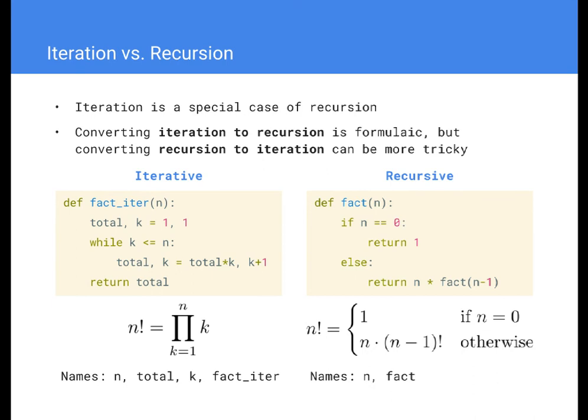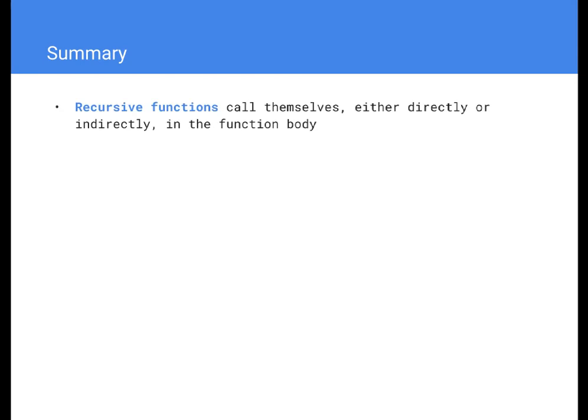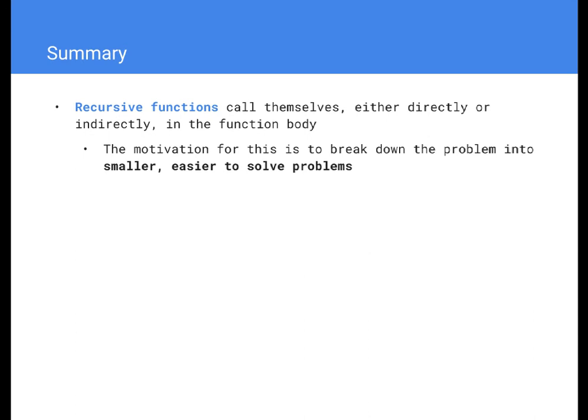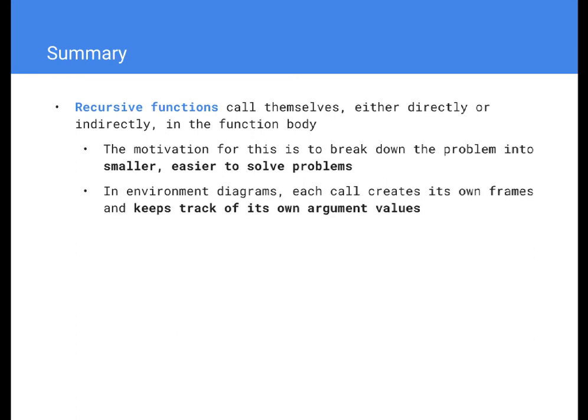Lastly, let's go into the summary, and then at the end, I'll show you another example of a recursive program. Recursive functions call themselves either directly or indirectly in the function body. The motivation is to break down the problem into smaller, easier to solve problems. We saw that we could solve factorial of 2 using factorial of 1, using factorial of 0, and that might sometimes be easier to imagine. In environment diagrams, each call creates its own frame and keeps track of its own argument values.